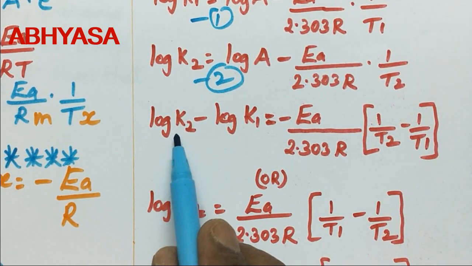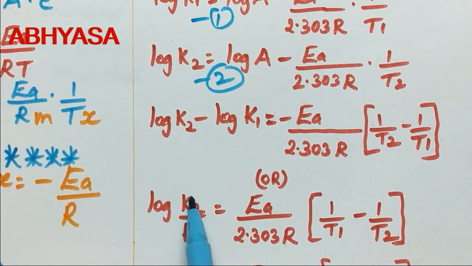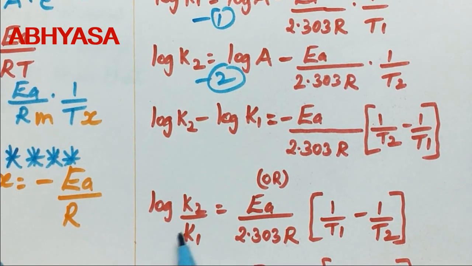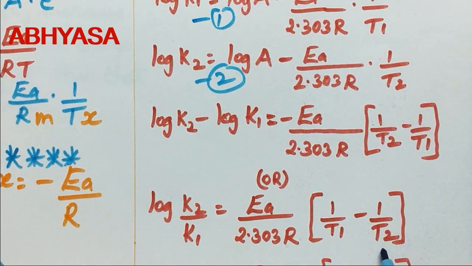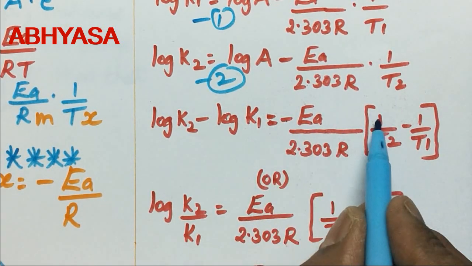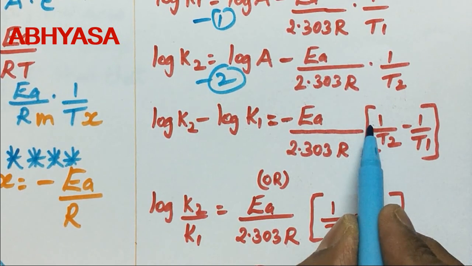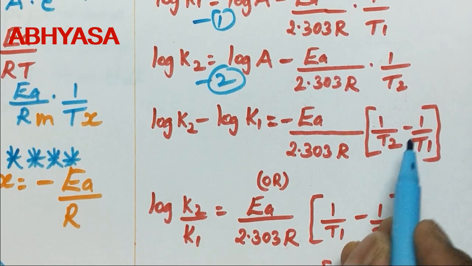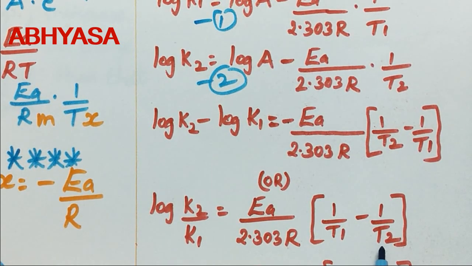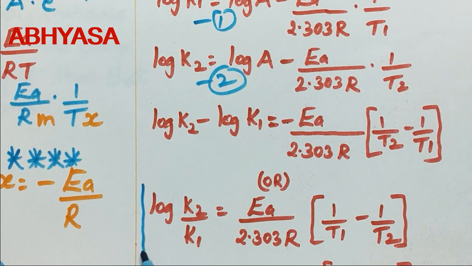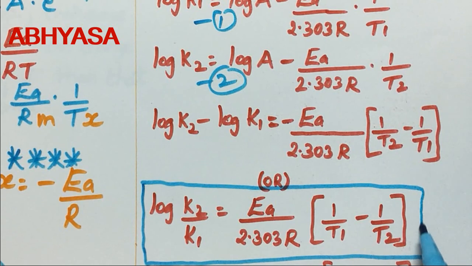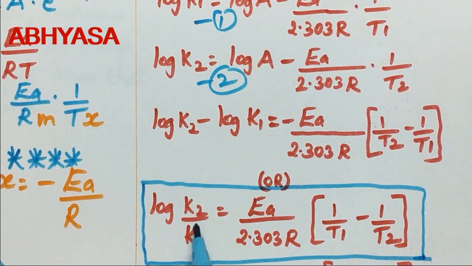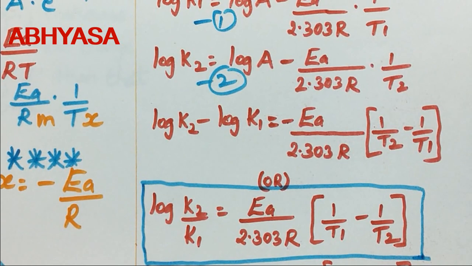So this is in the form log A minus log B, so we can write it as log A by B. So this becomes log K2 by K1 equal to Ea by 2.303 R, 1 upon T1 minus 1 upon T2. Because here now I am multiplying with a minus sign, this term will become negative and this term becomes positive. So I have written it as 1 by T1 minus 1 by T2. And this is the final expression to calculate activation energy whenever rate constants are given at two different temperatures.